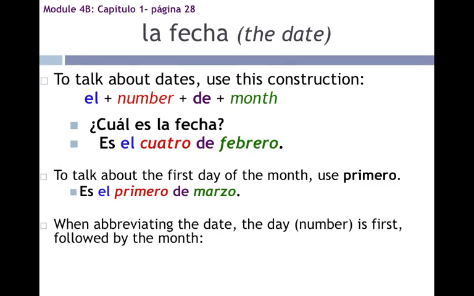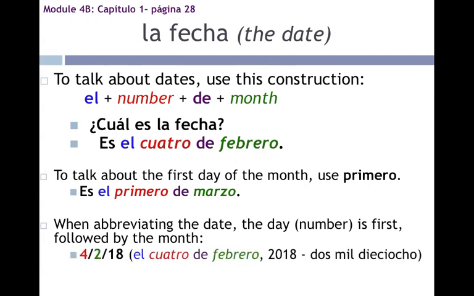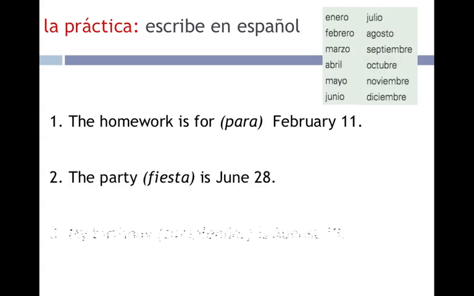When abbreviating the date, the day, the number is first, followed by the month. So if you look at this example, 4/2/18, in English, that would be April 2nd. But remember, they're saying the day, the number first. So 4-2-18 is el 4 de febrero de 2018. Y ahora un poco de práctica.